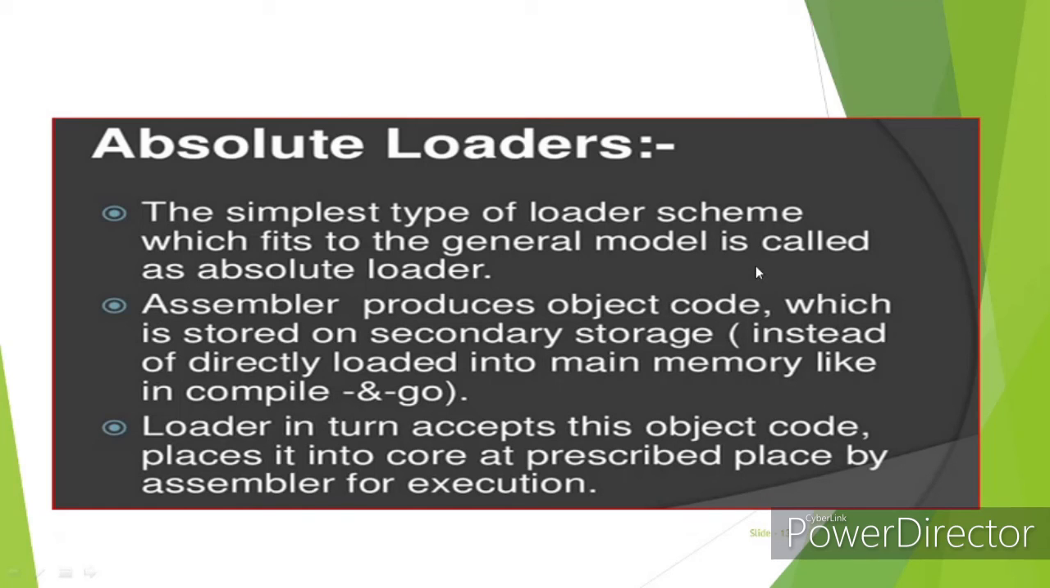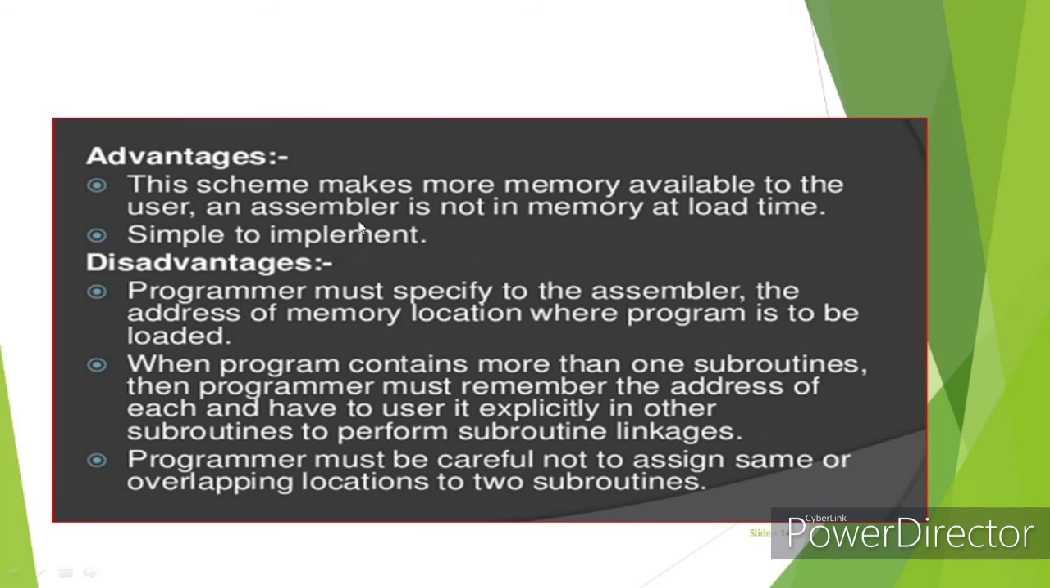The simplest type of loader scheme, which fits the general model, is called the absolute loader. The assembler produces the object code, which is stored in secondary storage. Instead of being loaded directly into the main memory like compile and go, the loader in turn accepts this object code and places it into the core or main memory at the place prescribed by the assembler, for execution. The advantage is that this scheme makes more memory available to the user, as the assembler is not in memory at load time, and it is very easy to implement.